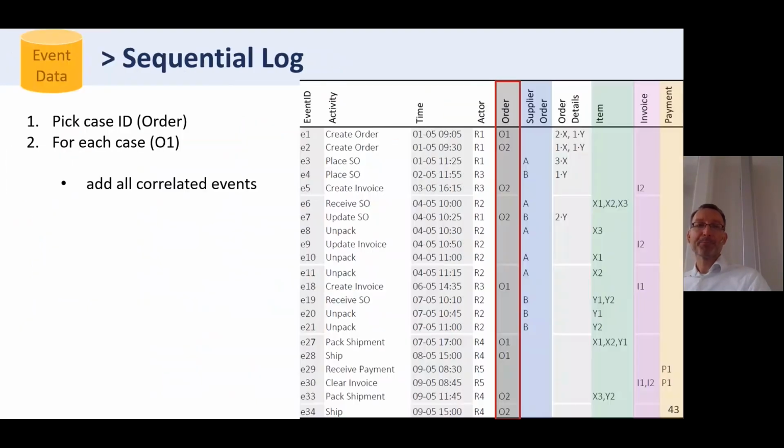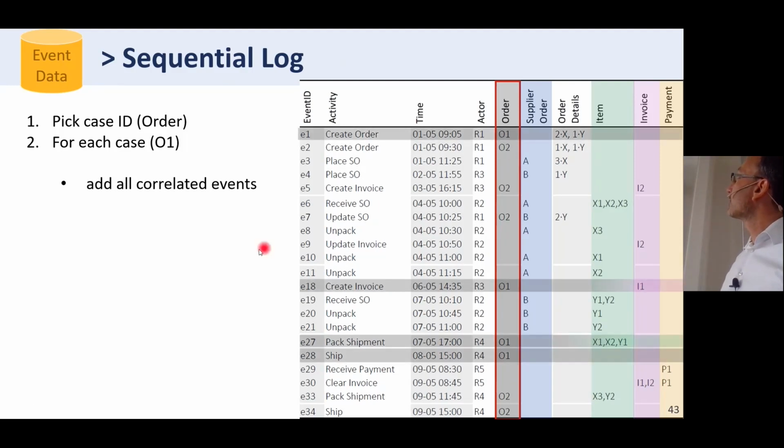So let me recap. If you try to build a sequential event log in this situation, you have to pick a case identifier and relate everything to it. In this case, it would be the order, because this is where the process starts. That's my case identifier. Then you add all the events that are correlated to this identifier. So let's say we start with order 1. We add these events, E1, E18, E27, E28, because they have the value 01 in the order attribute. Okay, that's easy. And now we dive deeper into the data and add more events that are related to order 01.